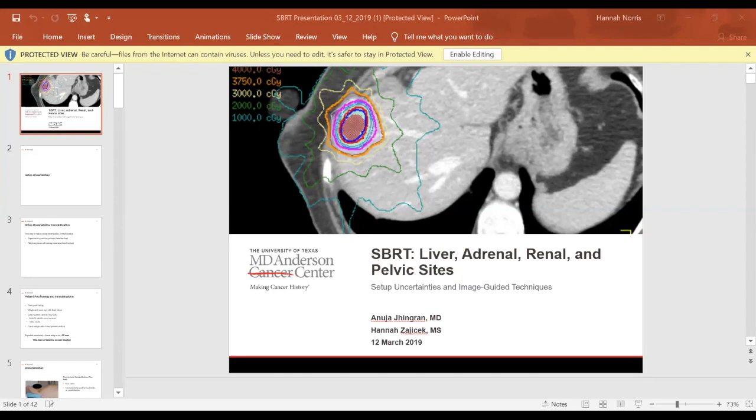So this is a Back Lock. This is our conventional immobilization. This is what we use for just conventional fractionation. You can see the purple marks on the patient. Those are marked isocenter.